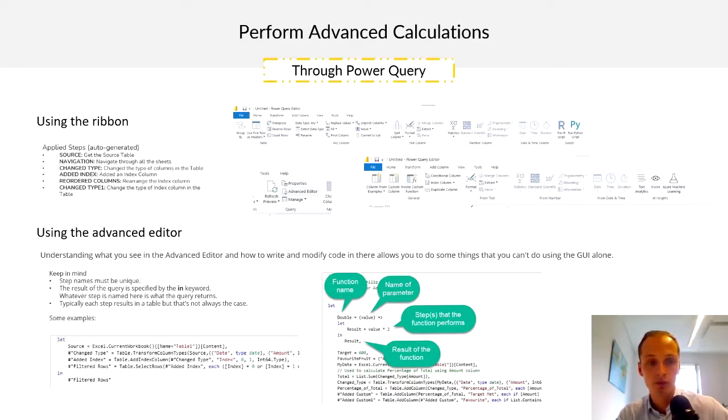And we've also included an example here. So there are some things that you have to keep in mind when you're working in the advanced editor, like the step names that must be unique. Also the let and the in statement. So the in always has, or typically has, the latest step name displayed. So it has to return all of the rest before it can enter that step. And then typically each step results in a table, but that's not always the case.